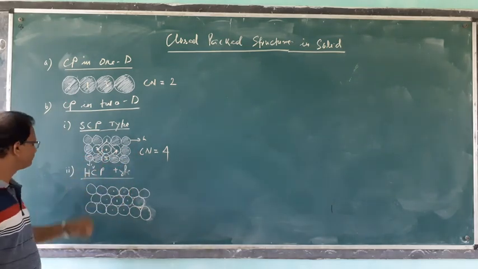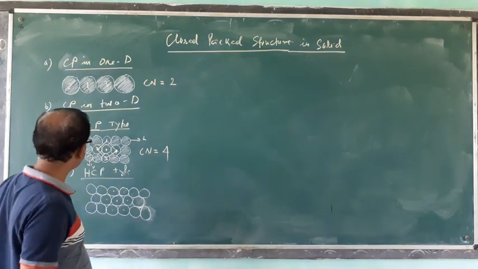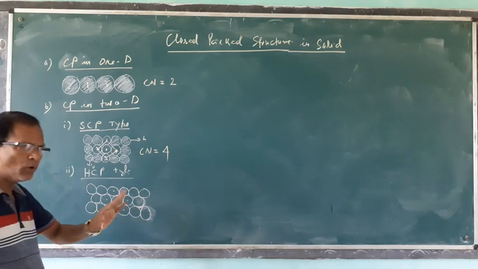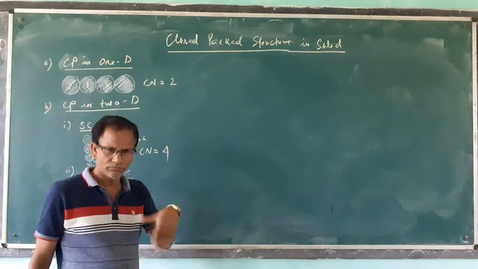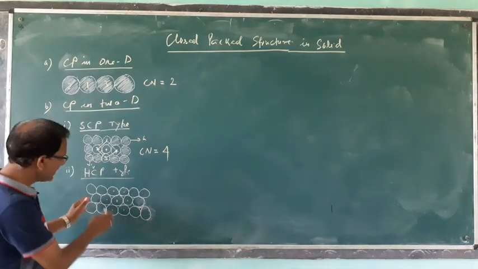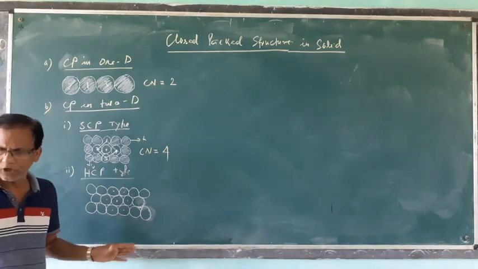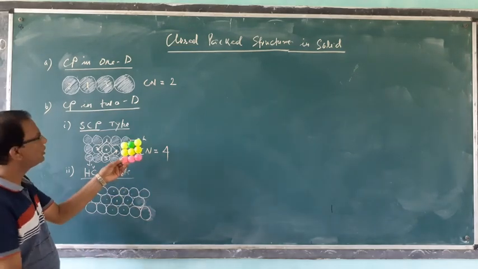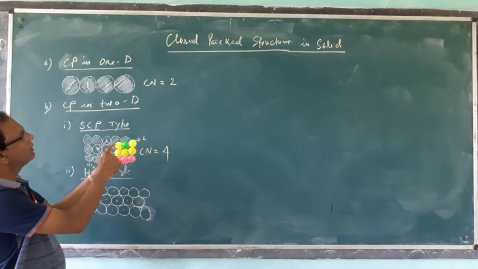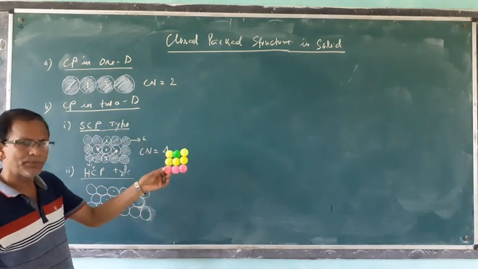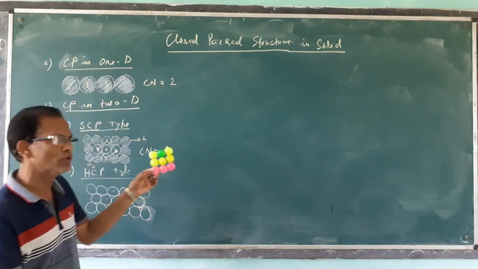Then come to hexagonal close packing. In hexagonal close packing, you have to take a different way. Different way means you see how they are placed. I have drawn one also, I will show you. This type of packing is your square close packing, horizontally and vertically, directly touching.